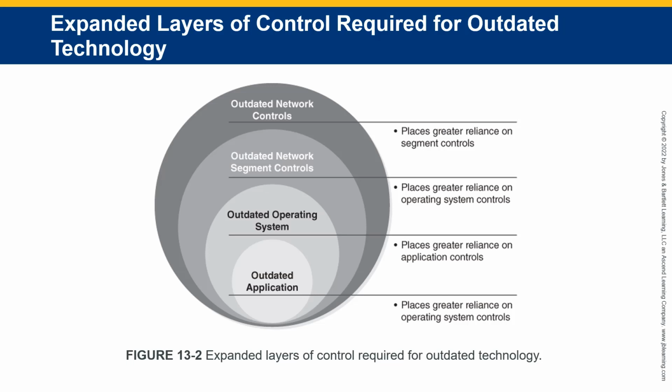If you had outdated technology in the segment's network controls, you would place more reliance on operating system controls. If your operating system technology was outdated, you would place greater reliance on application controls. Any combination of the enhanced controls might mitigate some of the risk of outdated technology. Of course, all these additional layers of controls would increase cost to the organization.